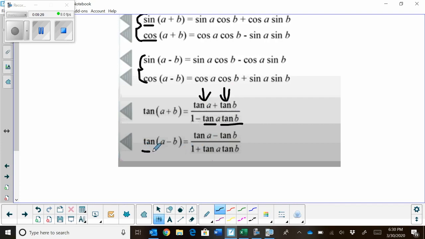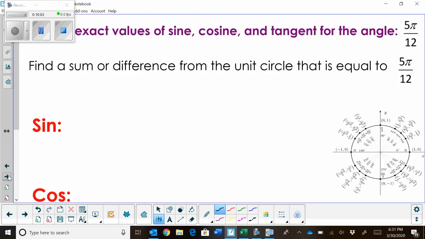Okay, and then for tangent of the difference, it's tangent A minus tangent B. So notice the numerators are the same, but what do we notice about the denominators? They're the opposite. So this will be 1 plus tangent A times tangent B. So tangent is the same sign on top and the opposite sign on the bottom. You apply the operation to the tangent of A plus or minus the tangent of B on top, and then 1 minus or plus the product of tangent of A times tangent of B. Okay, keep those formulas handy because we're going to use those to evaluate now.